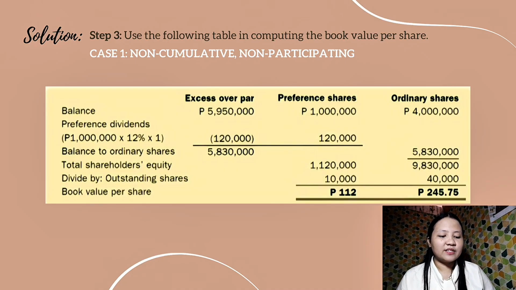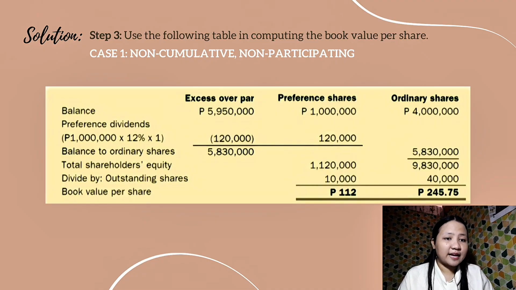So, the preference dividends will be based on the 12% fixed rate times 1 year, because it is non-cumulative. So we have 1 million times 12% times 1 year. We have a balance for preference dividends of 120,000. Then that 120,000 preference dividends will be declared from our excess over par.